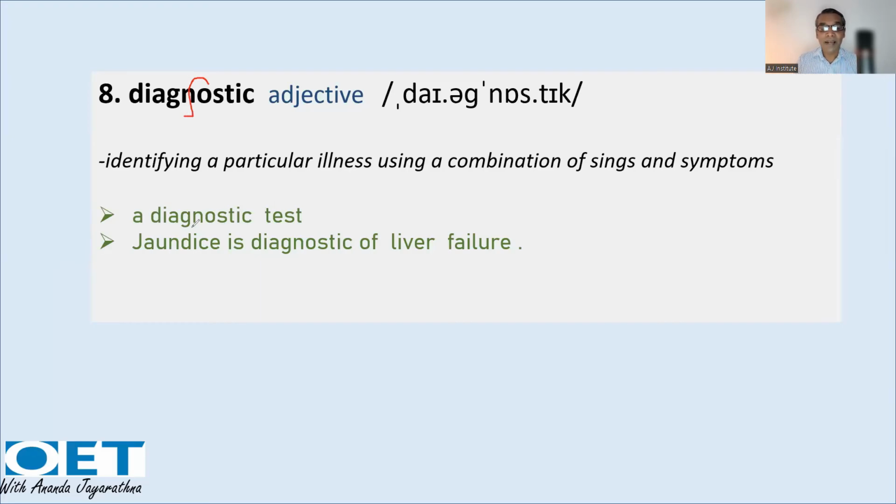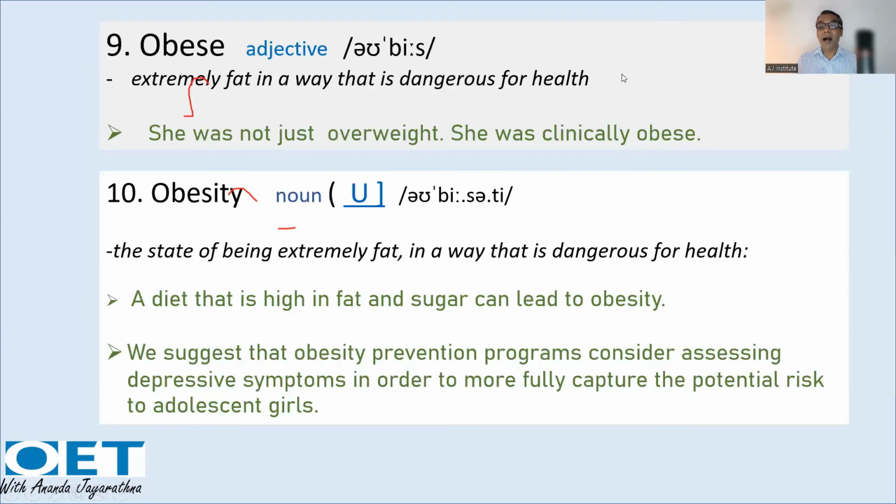We can say a diagnostic test. Now look at this example. Jaundice is diagnostic of liver failure. And our number 9 word is another highly mispronounced word.